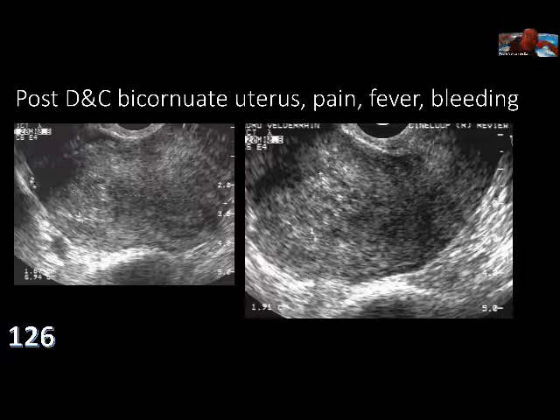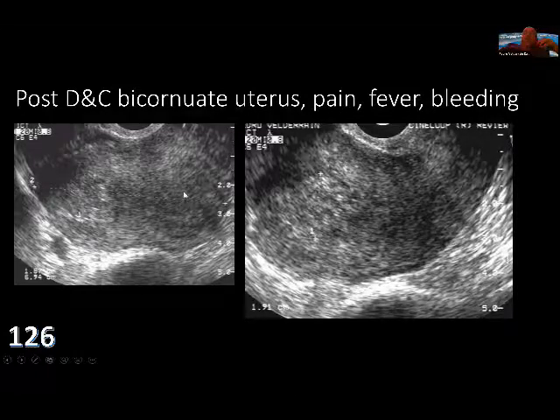This patient had pain, fever, and abnormal bleeding after a D&C, and she had a bicornuate uterus. Remember, D&C is a blind procedure. We don't usually know what we are doing by looking at it, unless we have an ultrasound machine inside the room.